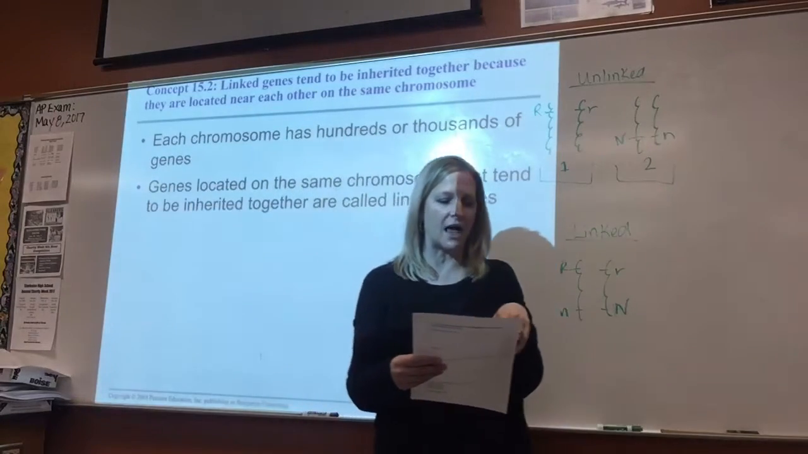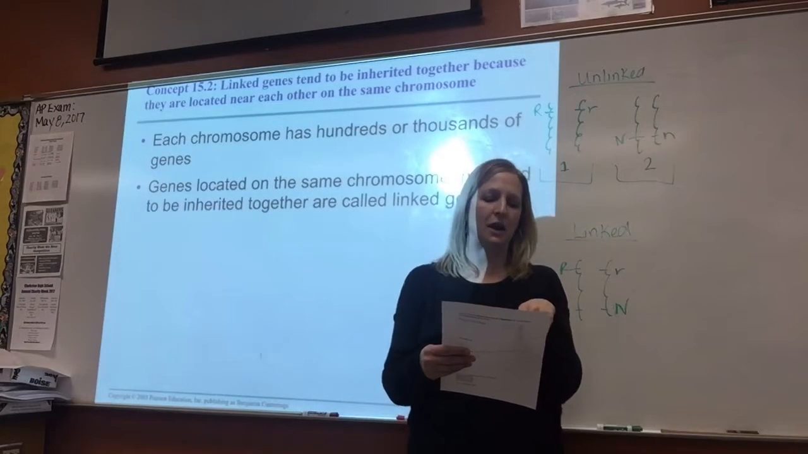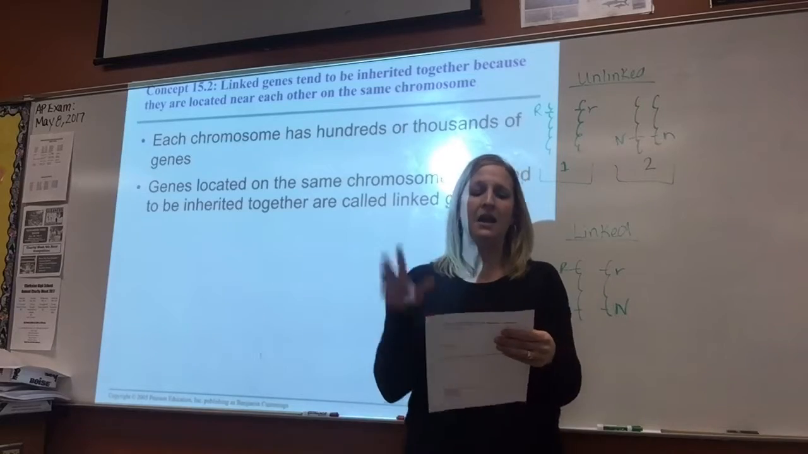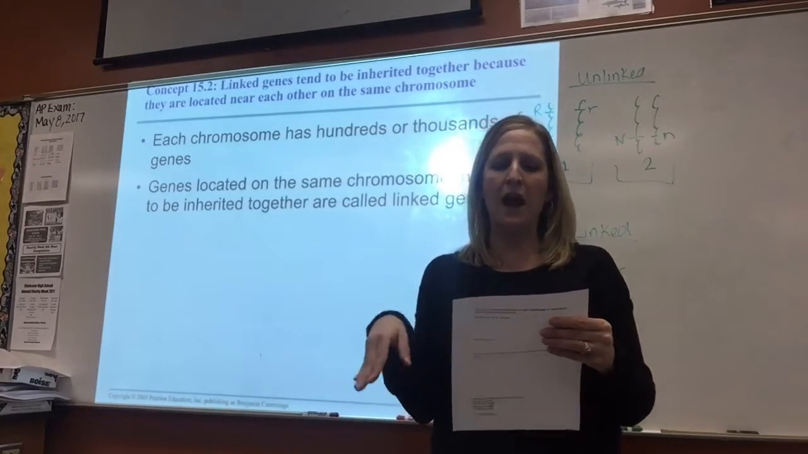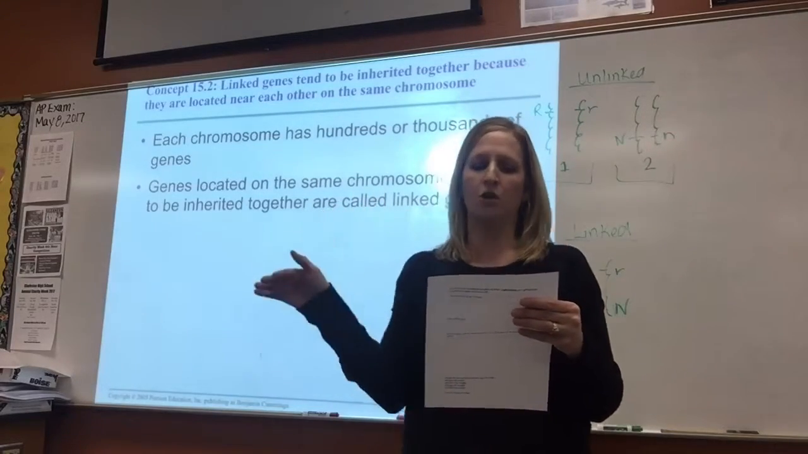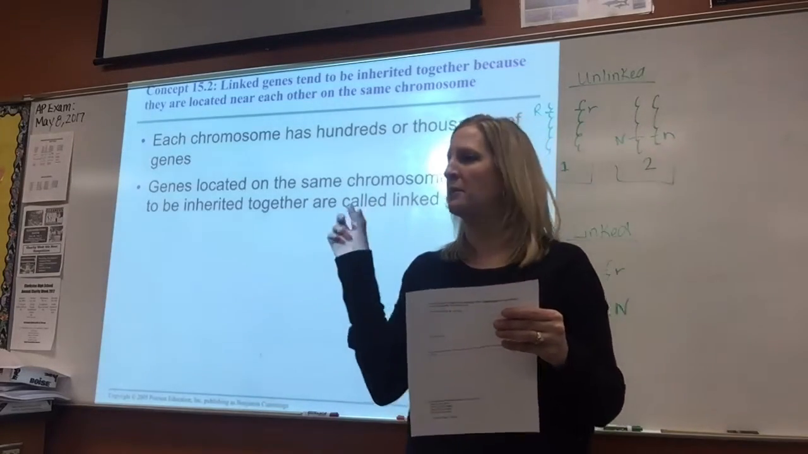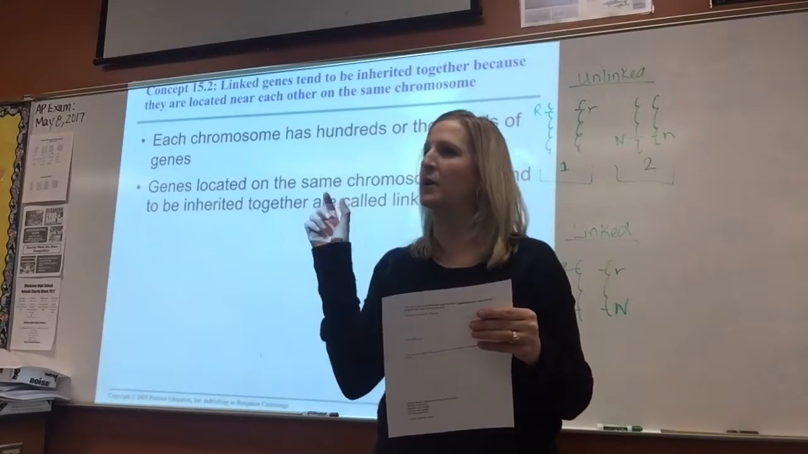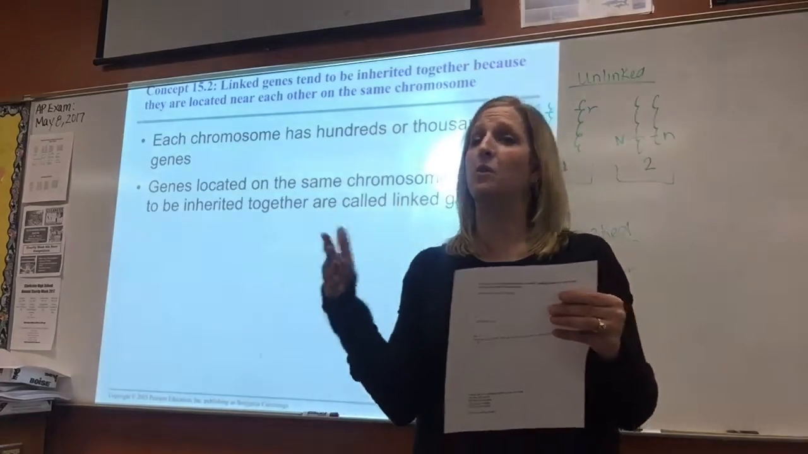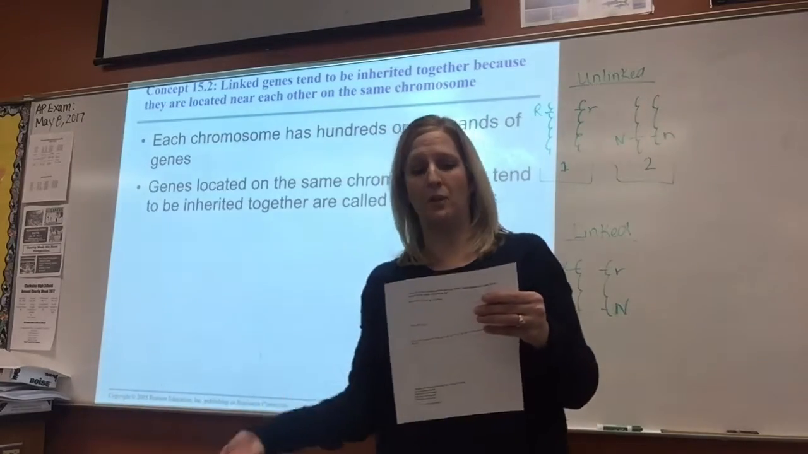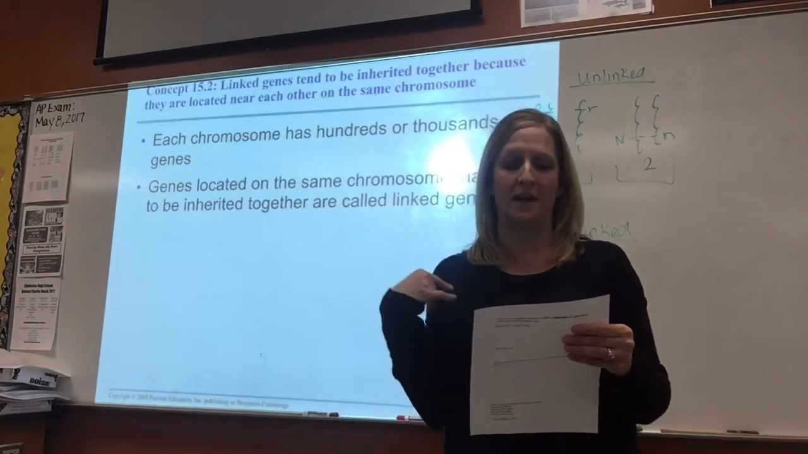So if you notice on the left, B plus stands for gray body and B stands for black body. So our first trait is body color. And then we have on the right, VG plus is normal wings, VG is vestigial. Remember, vestigial, short, stubby little wings, they can't really fly, all right? And so the second trait is the wing type. So we have body color and wing type.